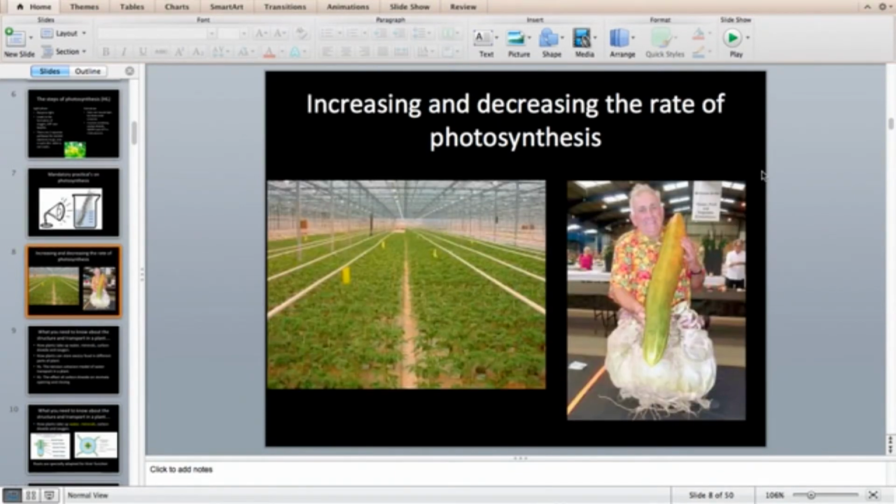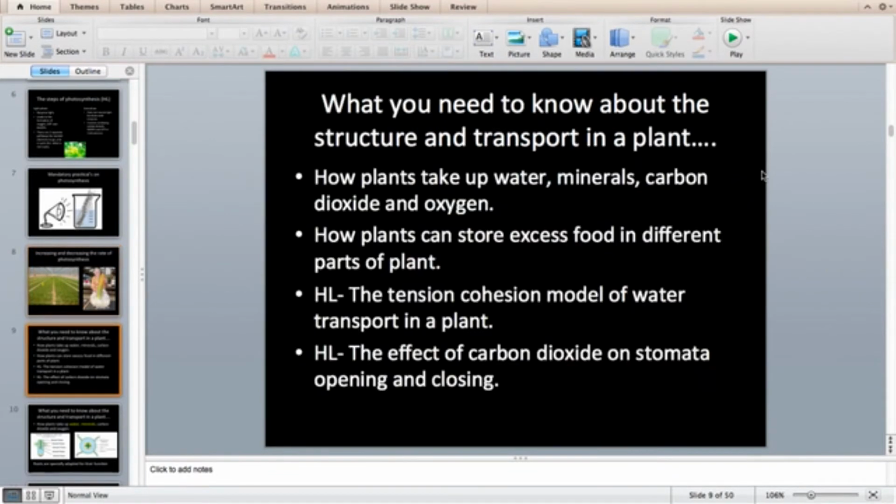Now, increasing and decreasing rates of photosynthesis. I talked a little bit about this when we talked about the higher level stages of photosynthesis. So farmers need to be able to increase the rate of photosynthesis to increase their yields. Things that they do: they pump extra carbon dioxide into their glasshouses. They use glasshouses to increase the temperature. They water their plants. They keep them under light 24 hours a day. All of those things can increase the rate and therefore increase their yields and therefore increase their income.